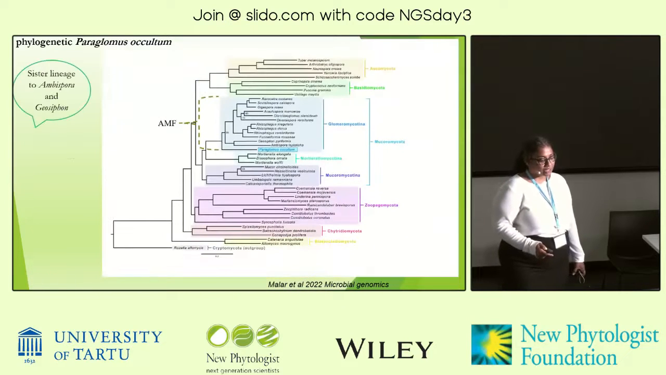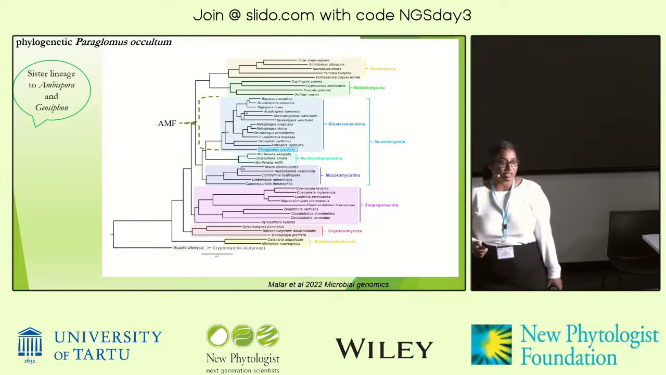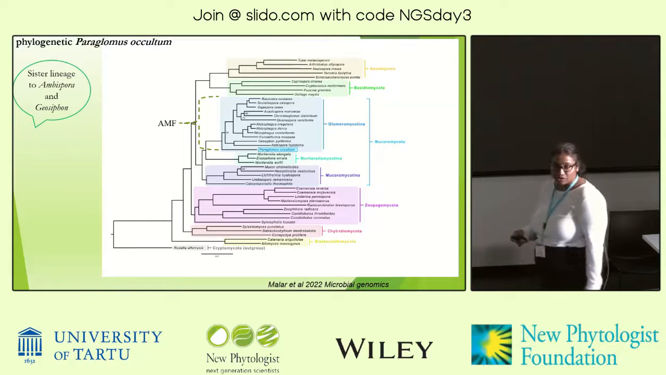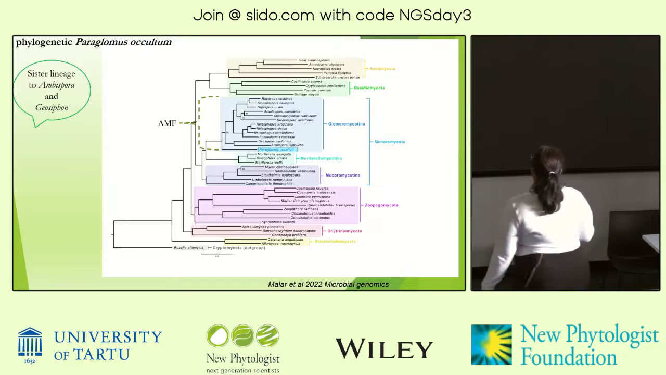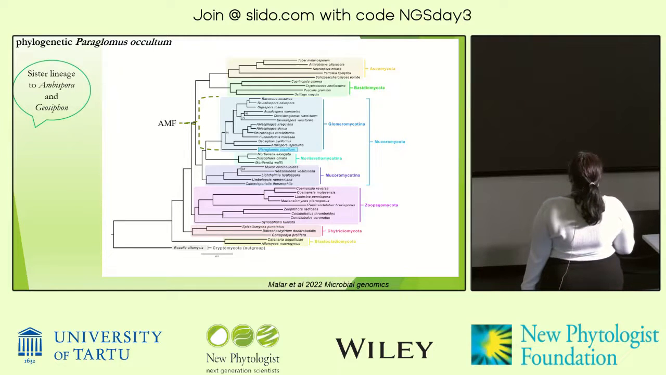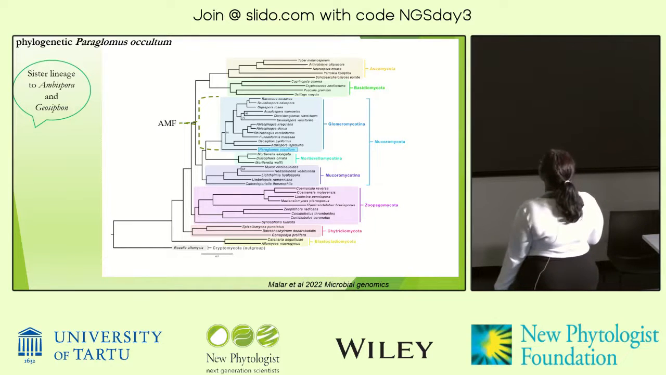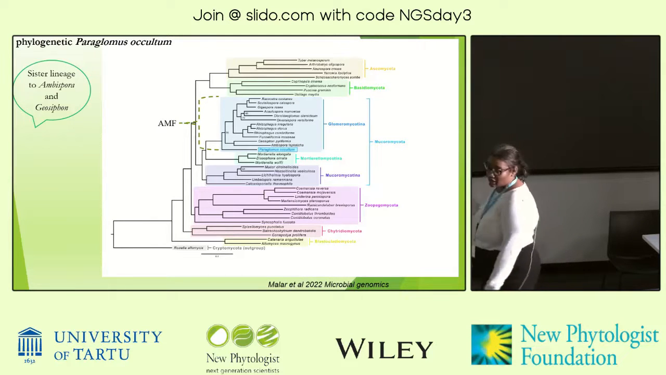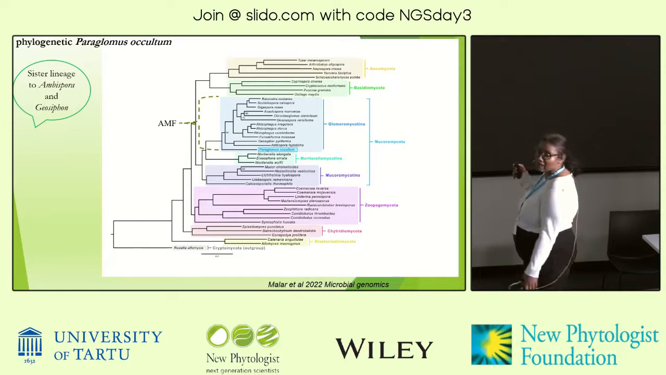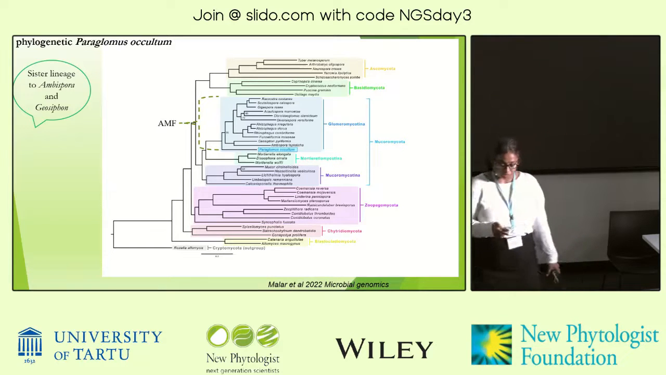With collaborators, we did a phylogenetic study to see where Geosiphon and Paraglomus sit. We found that Geosiphon and Paraglomus are both sister lineages, and Paraglomus is sister to Ambispora and Geosiphon.